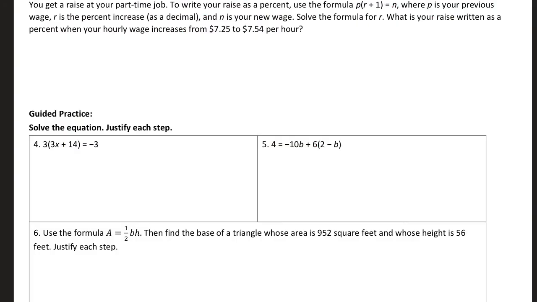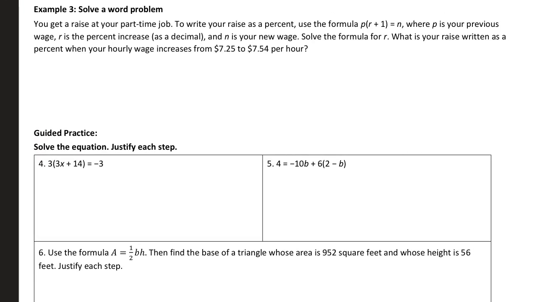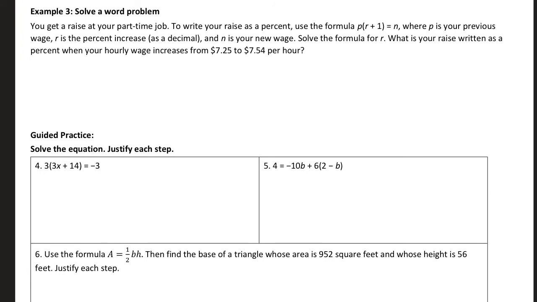So, example 3. Example 3 has us solve a word problem. So it says you get a raise at your part-time job. To write your raise as a percent, use this formula, P times the quantity R plus 1 equals N, where P is your previous wage, R is the percent increase as a decimal, and N is the new wage. We're going to solve this formula for R, okay? And it says, what is your raise written as a percent when your hourly wage increases from $7.25 to $7.54? Those are going to be important numbers.